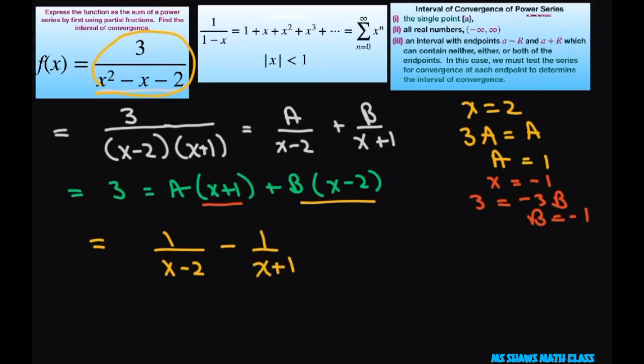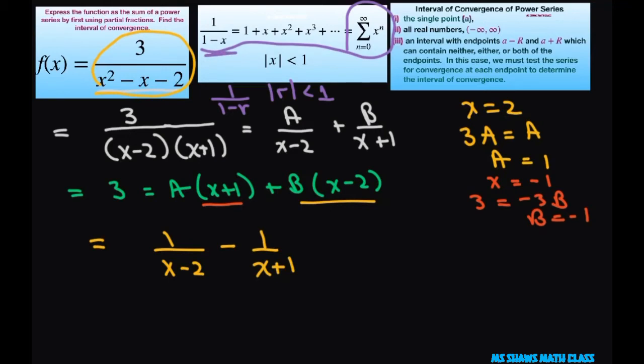Now our goal is to write our function in the form of 1 divided by 1 minus r, where the absolute value of r is less than 1. So we want it to look like this equation.